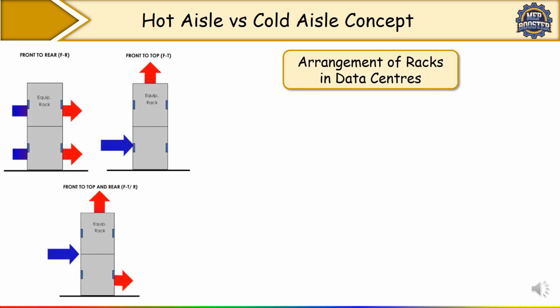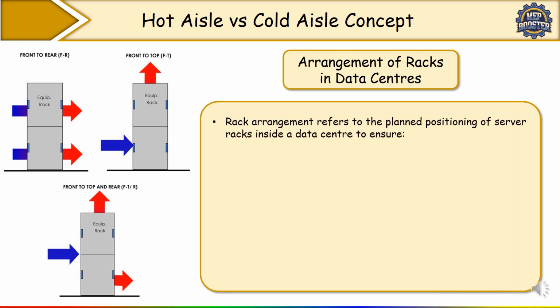Now here we'll show you the arrangement of racks in a data center. First try to understand what rack arrangement is. Rack arrangement means how server racks are positioned and aligned inside a data center. The goal is to ensure proper airflow, efficient cooling and easy maintenance. Here it is written: rack arrangement refers to the planned position of server racks inside a data center to ensure proper airflow, efficient cooling and easy maintenance. Got it?